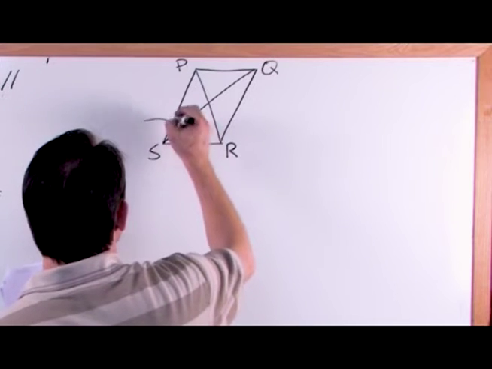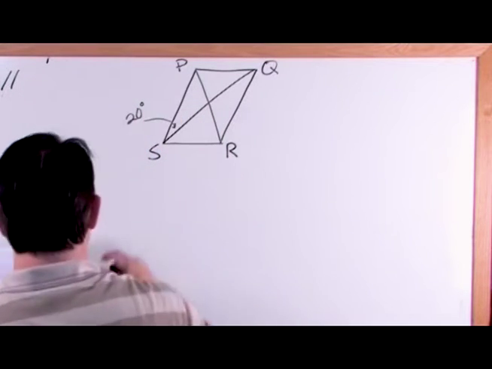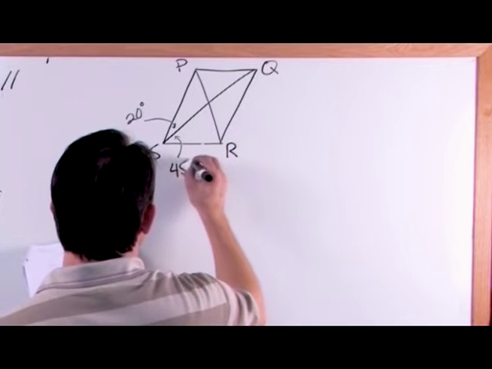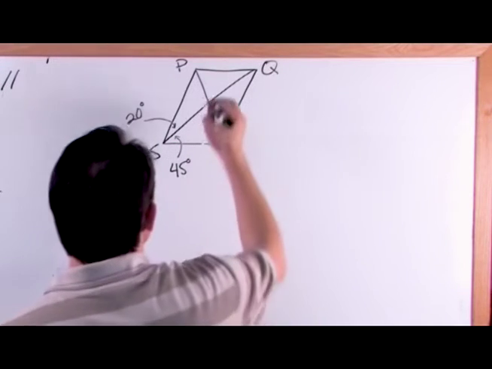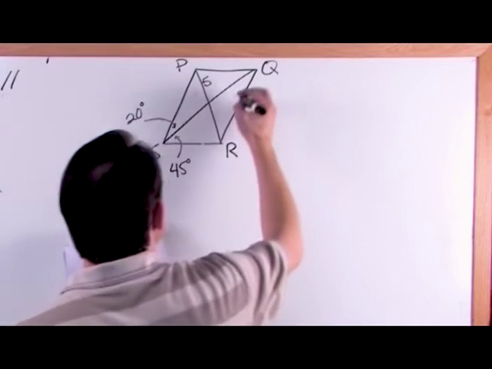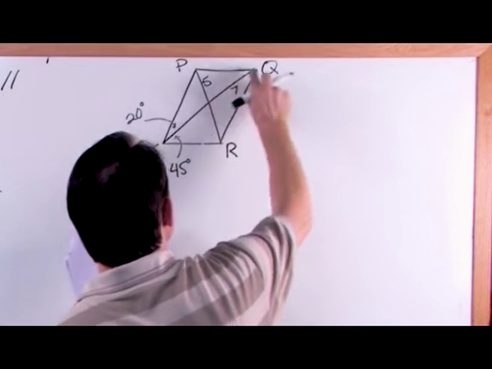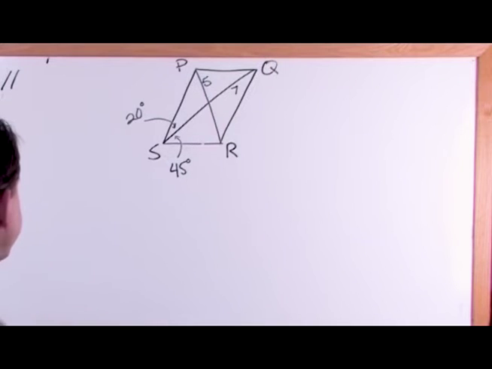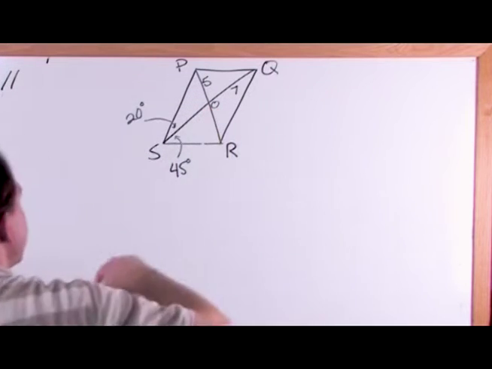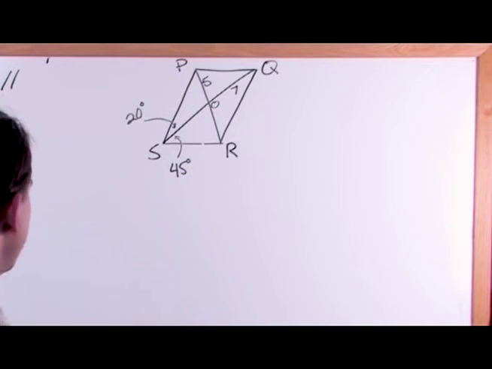This angle is 20 degrees. This angle is 45 degrees. The length of this side right here is 5, and the length of this side right here is 7. And the point in the middle I forgot to label is a point O. This is not a zero. This point of this intersection there is point O.